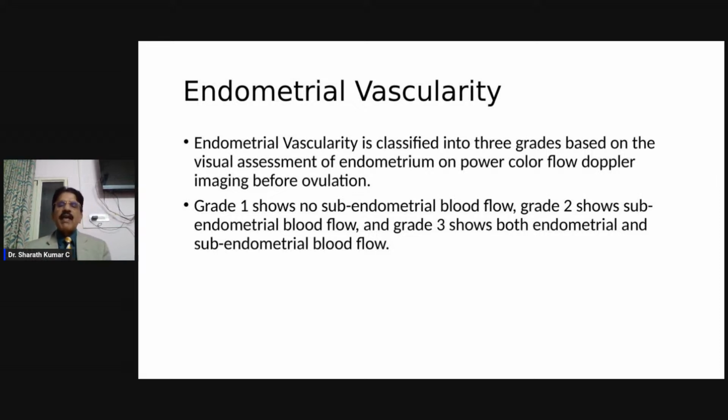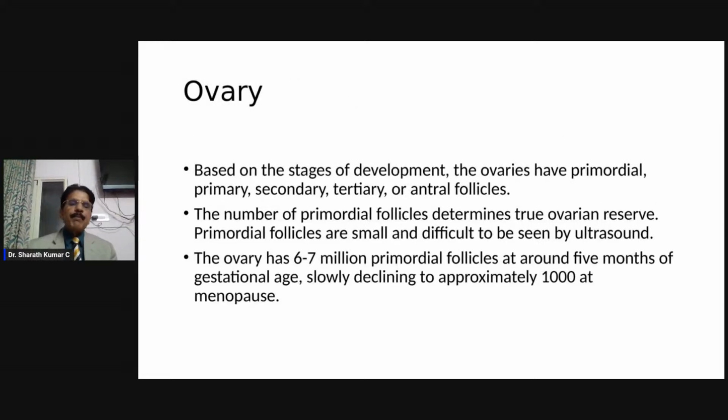Endometrial vascularity is classified into three grades based on the visual assessment of the endometrium on power color flow Doppler imaging before ovulation. Grade 1 shows no subendometrial blood flow. Grade 2 shows subendometrial blood flow. And grade 3 shows endometrial and subendometrial blood flow. That is about the endometrial vascularity.